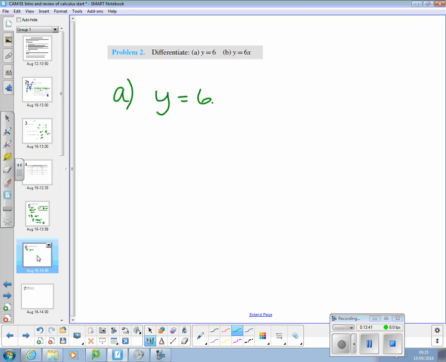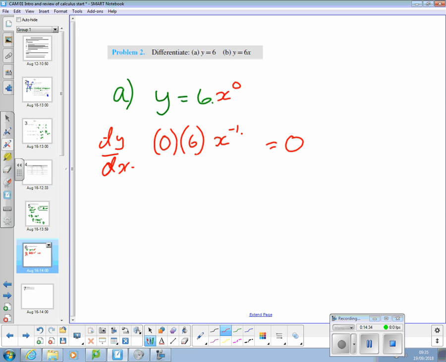Y is equal to 6. How could I write that with an x to a power term so that I still just had 6 there? Yeah, I can add to that x to the 0. Yeah, and then I apply the rule we've been applying. So bring the index down and multiply. Okay, take 1 off the index, but 0 times 6 is 0 times x to the power of minus 1 is 0. So if we differentiate constants, they always end up with 0, i.e. differentiate a constant, it disappears.